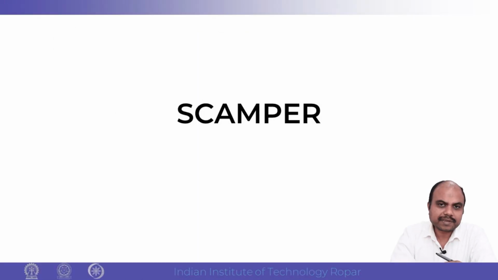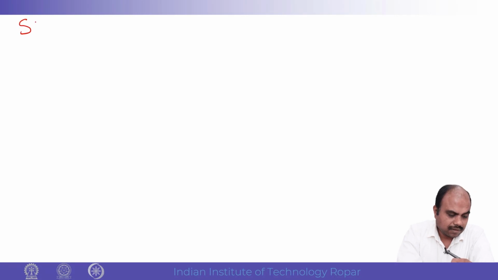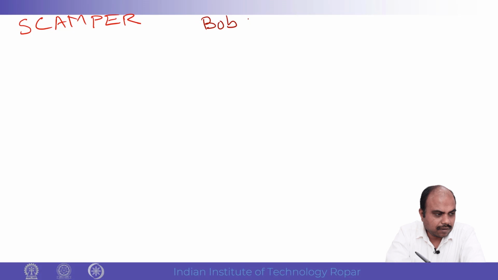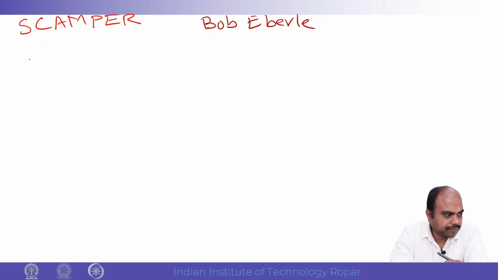Now we'll be learning about SCAMPER. It is basically an acronym, and this is developed by Bob Eberle. In this acronym, SCAMPER is the acronym for this method. We ask questions. So, what does the acronym stand for?